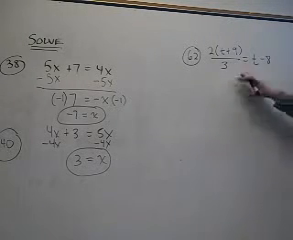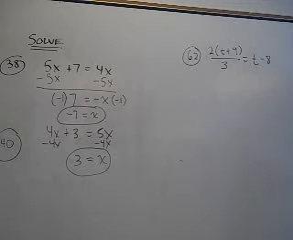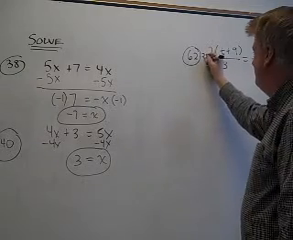Now on to the one that gets its whole side of the board, because I have the feeling it will take a few steps. Okay? So let's go first step. What's the first thing we need to do? Get rid of the fraction. How do we get rid of that fraction? Multiply each side. Multiplying each side of the equation by 3.